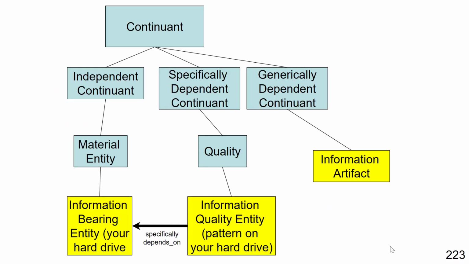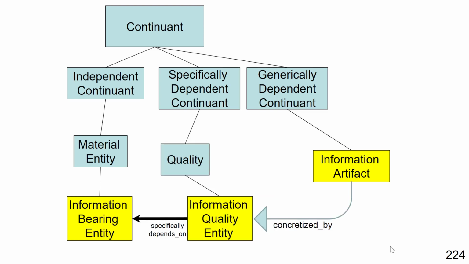We talked already about the individual quality pattern on a specific hard drive or on a specific piece of paper, and that concretizes the information content entity, which the quality pattern is a quality pattern of. So the pixels on my screen, which also correspond to the quality pattern on that screen over there, are concretizations of one and the same generically dependent continuant quality pattern, which is also on that screen and that screen.